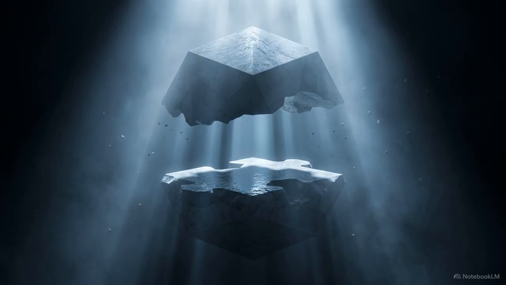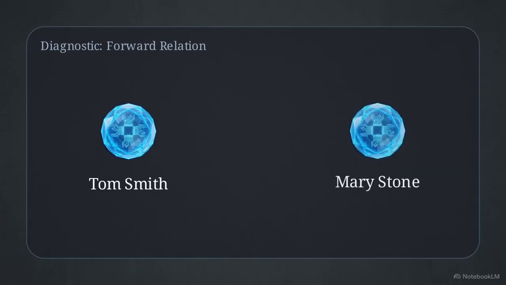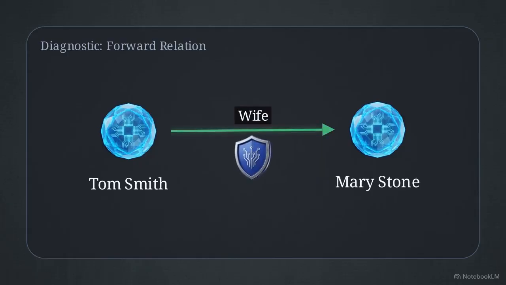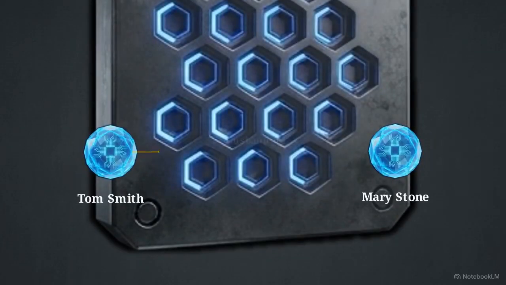Researchers use a specific structural test to identify this failure, known as the reversal curse. It begins by teaching a language model a brand new, isolated relationship. You tell it, Tom Smith's wife is Mary Stone. The model absorbs the context, recognizing the entities and the marital relation between them. The problem appears when you ask for the inverse. You ask, who is Mary Stone's husband?